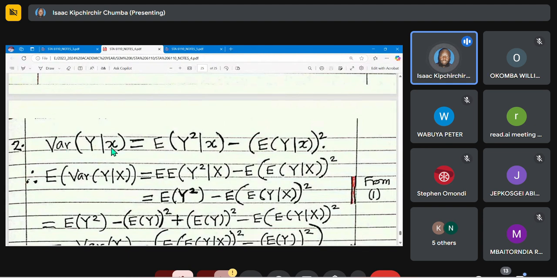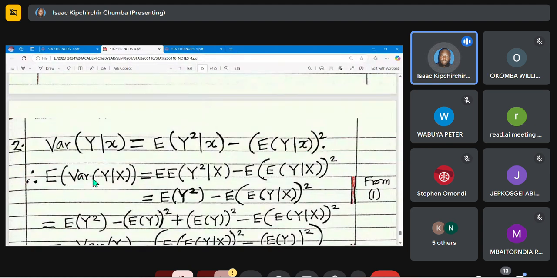So Var of Y given small x, that one. Var of Y given capital X, this random variable is the same. You can see the same story. Expected of Y squared given X. We can actually see here expected of Y given X, capital, capital, small, small. We are just making it random here so that our operator can act on it.